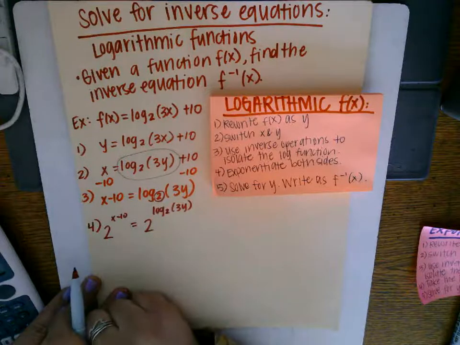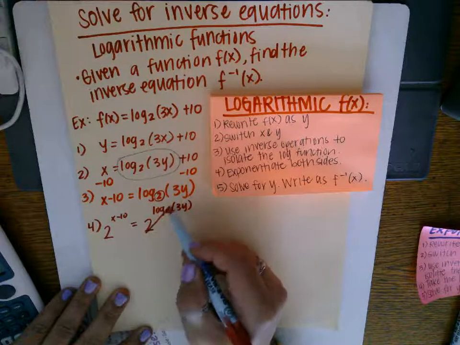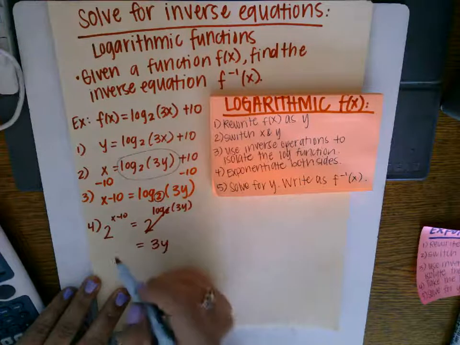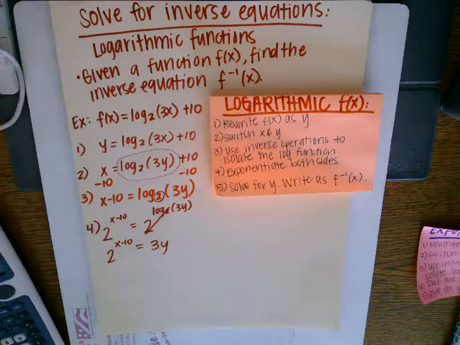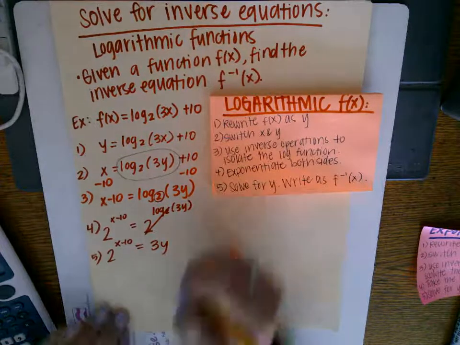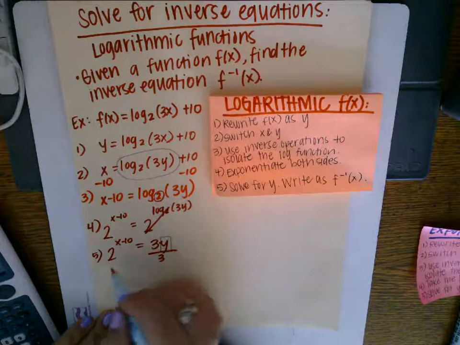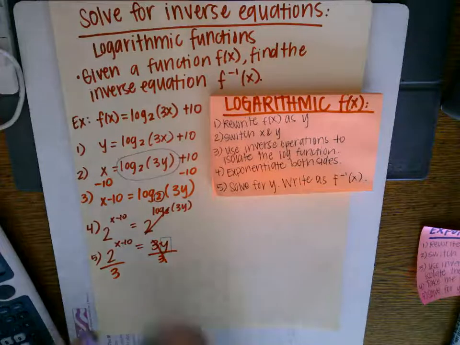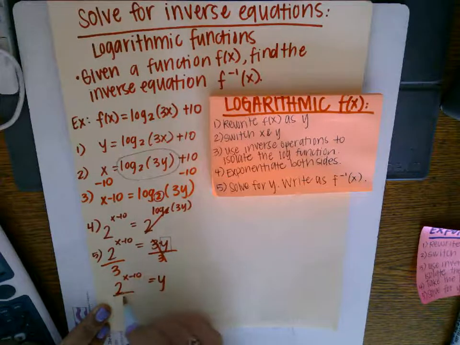Since exponential functions and logarithmic functions are inverses, 2 raised to the log base 2 cancels out, leaving 3y is equal to 2 to the x minus 10. Now I'm in the process of solving for y. I need to get y alone. And in order to undo 3 times y, I'm going to have to use some inverse operations. The opposite of multiplication is division. Whatever I do to one side, I must do to the other. So now I have y is equal to 2 to the x minus 10 over 3.